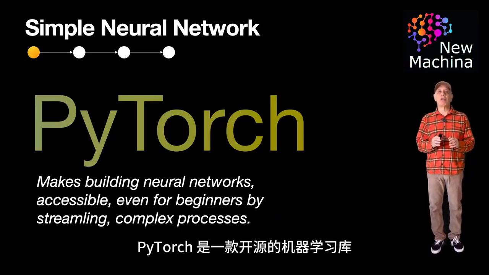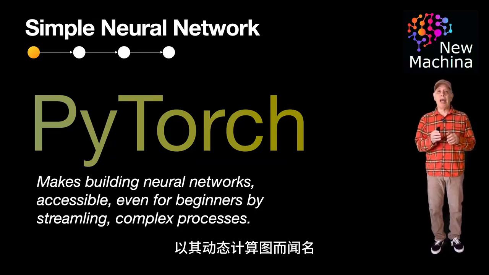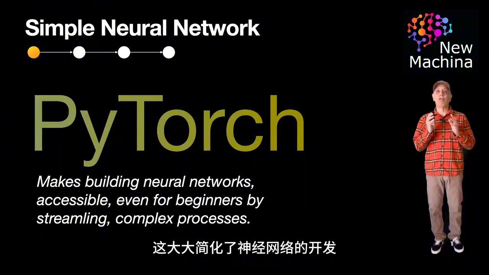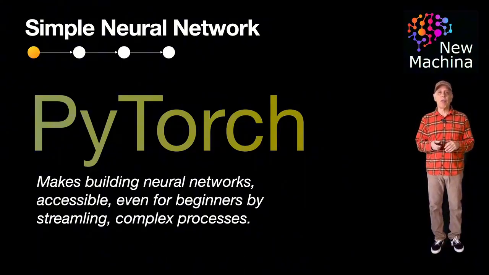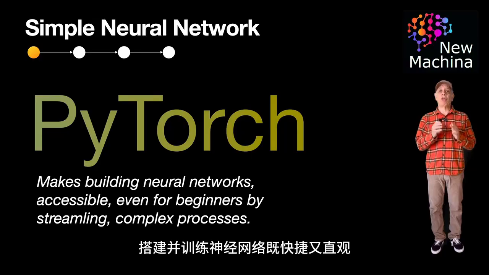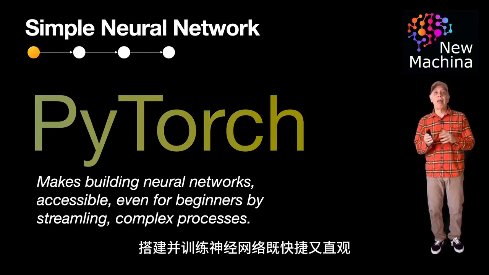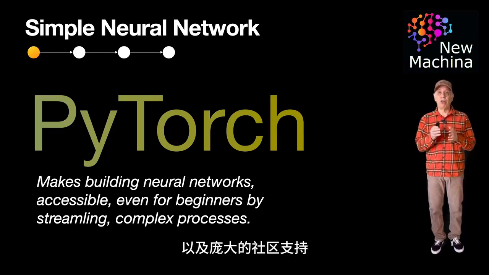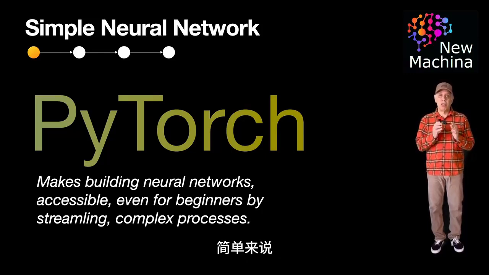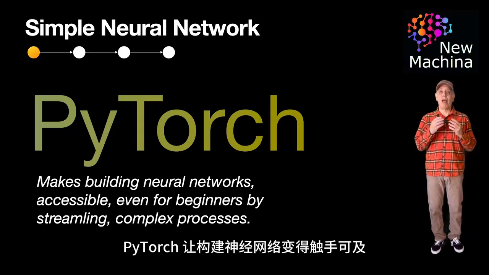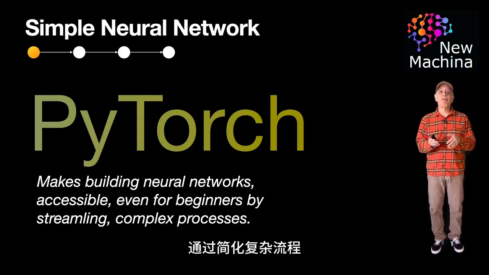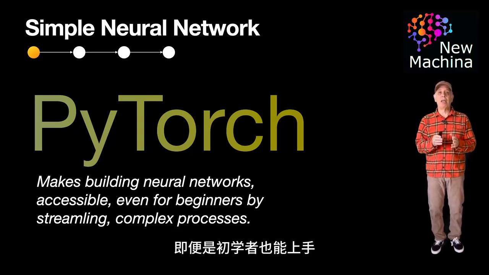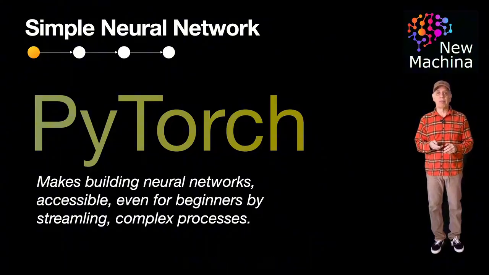PyTorch, an open source machine learning library, is renowned for its dynamic computation graph, which simplifies the development of neural networks. With PyTorch, setting up and training neural networks is quick and intuitive thanks to its user-friendly classes and extensive community support. In simple terms, PyTorch makes building neural networks accessible even for beginners by streamlining complex processes.